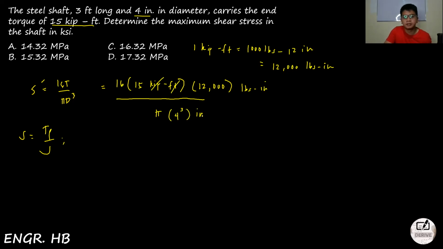So inches cubed, so this will become cubic inch. So with inches to the first power on top and a cube here, it will become pounds per square inch. So that will become pounds per square inch. So it should be PSI.